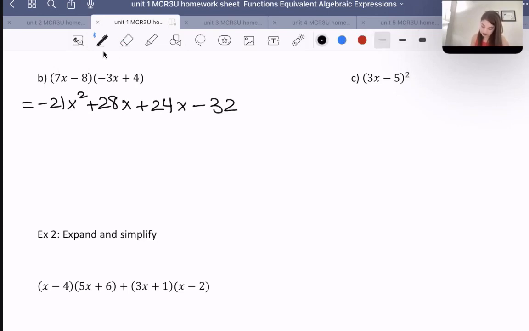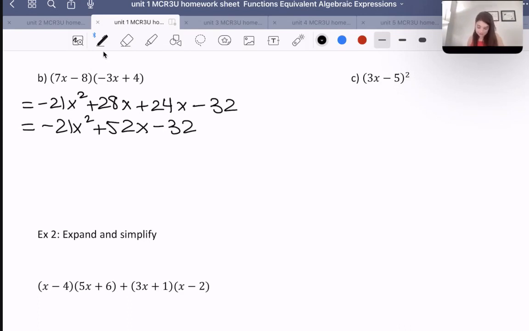Now in this case, we have two like terms, 28x and 24x are like terms, so we can simplify that further. So I'm just going to add one more step here, where I add together my 28x and my 24x to get 52x. So plus 52x minus 32, like that. Very good.